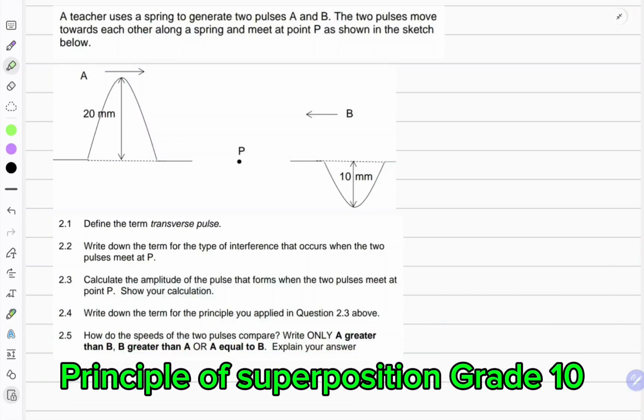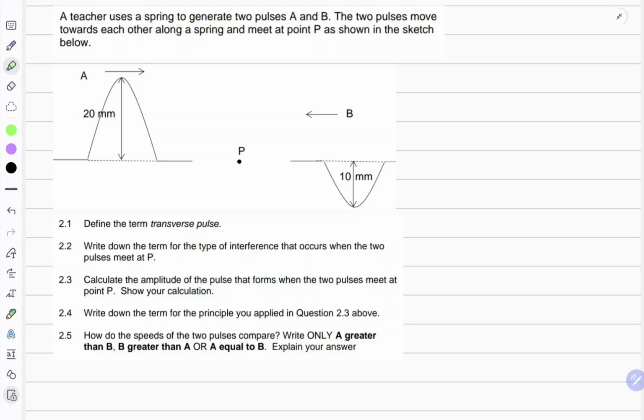Today we discuss the principle of superposition. So the scenario goes as follows. It says a teacher uses a spring. So the medium that the teacher uses here to generate the pulses is a spring. And in this particular case, the teacher generates two pulses, A and B. The two pulses move towards each other along a spring and meet at point P, as shown in the sketch below. So the first question says, define the term transverse pulse.